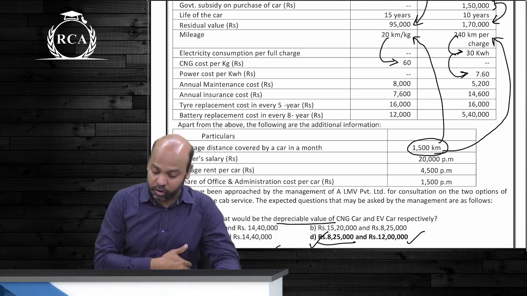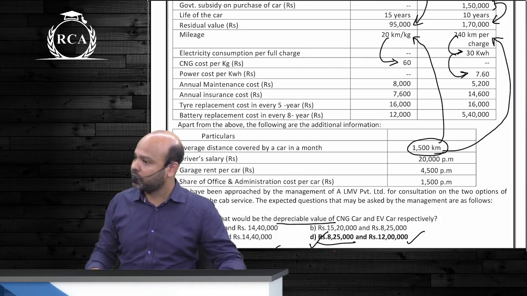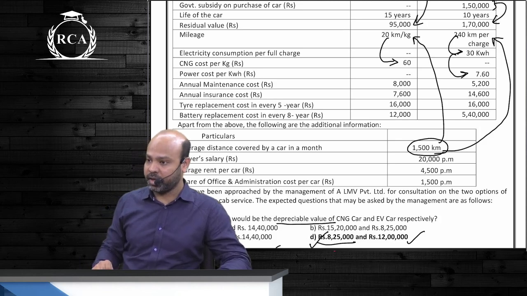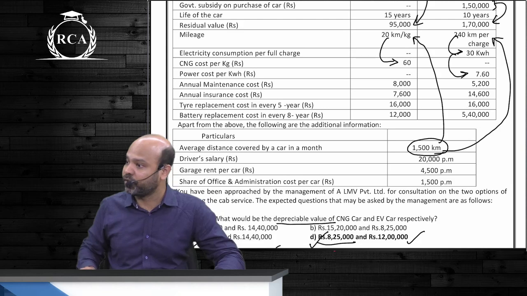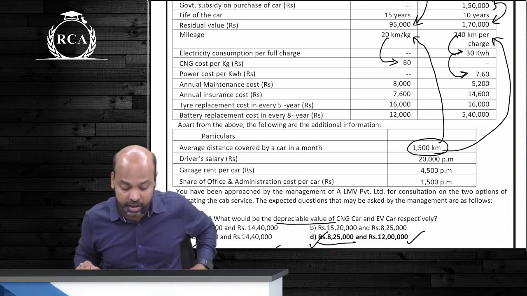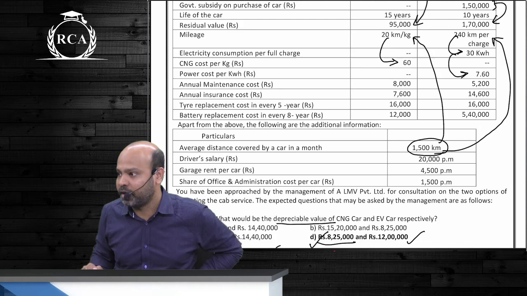Battery replacement cost, guys. Once in every 8 years. Okay? CNG car life is how many years? When will you replace battery? Only once, at the end of 8th year. 16th year will not come. Life gone. Yes or no, beta? Electric car, beta? One time. When will you do that? At the end of 8.